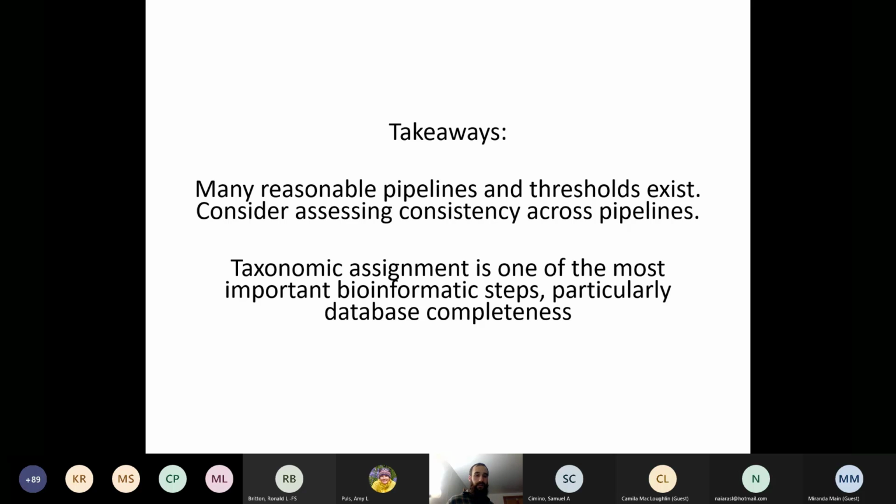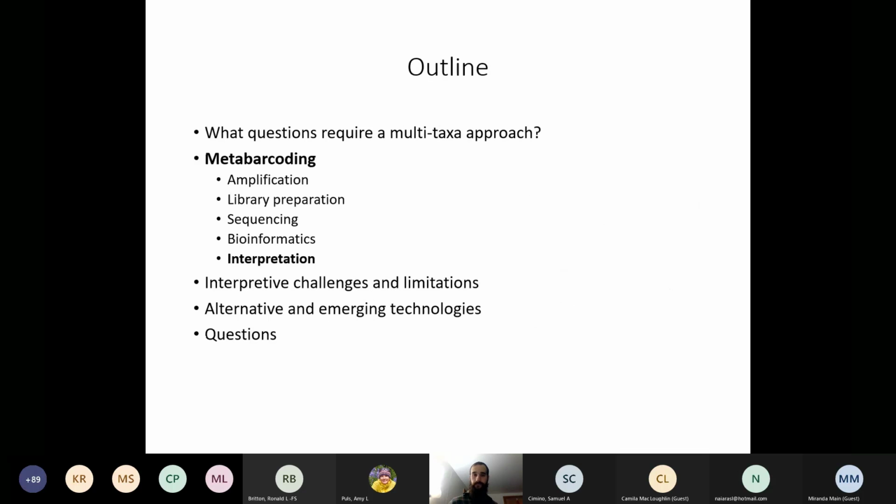I do think that something you'll see is that taxonomic assignment is one of the most important bioinformatics steps, and particularly your database completeness, because this is really going to decide whether or not you're able to come up with a species based off of the sequence that you've derived, or if you're going to come up with the right species. So considering your database is really important, like I mentioned early on, in setting up the primers that you're going to use, and then in making your final inference.